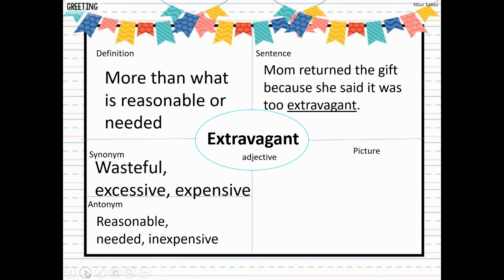The opposites then would mean reasonable. So now it makes sense. Or it's needed, it's required, something you need to have, like air. Or it's inexpensive, that I-N meaning not. Inexpensive, not expensive. So extravagant, we had mom return the gift because she said it was too extravagant. Our synonyms were wasteful, excessive, expensive, and the antonyms were reasonable, needed, inexpensive.